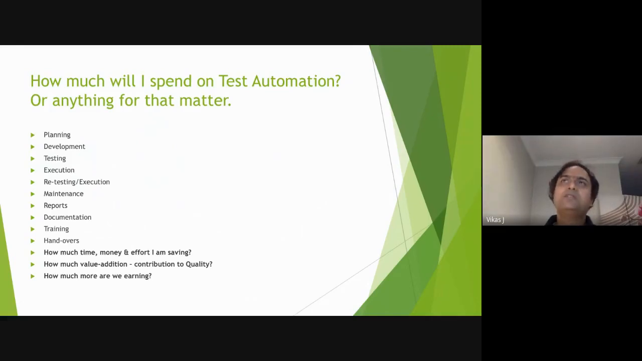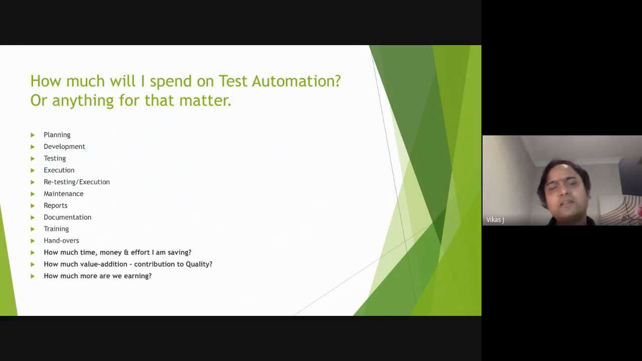So how much will I spend on test automation? When I say I, it can be the organization or the test manager or a test lead, whoever is dealing with this. So it's not only about test automation, right? It's about anything for that matter. Even if I have to buy a television or something, a house, I have to think of all of these things. So it's a very rudimentary question that we all have to answer for whatever we are dealing with.